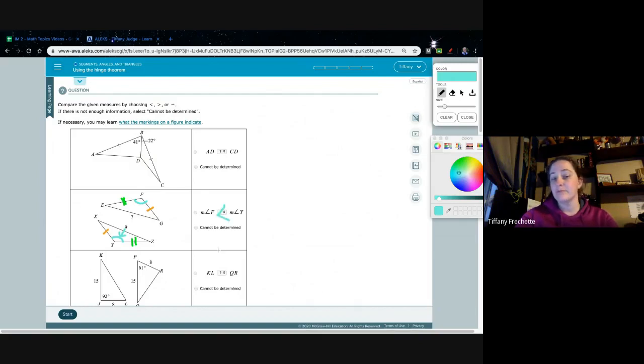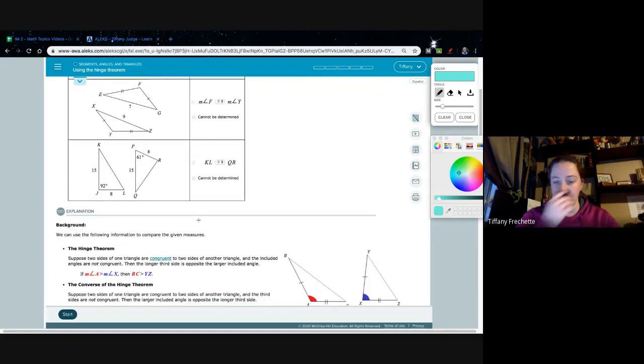So I would just choose the one, think of it like the alligator, or I really like doing Pac-Man here. So Pac-Man's hungry. He wants to eat the bigger number. Okay. All right, we have one more to look at, and then we'll actually get started here.